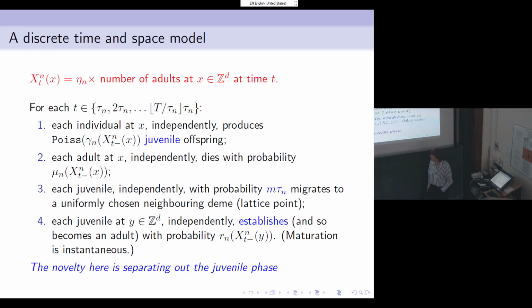Okay. So the real novelty in this model is that we're separating out the juvenile phase. And this is very natural, especially if you're interested, for example, in populations of plants. And of course, there are lots and lots of ways that you could generalize things. In particular, choosing a neighbouring lattice point is certainly not vital, except for sanity when writing down the calculations.